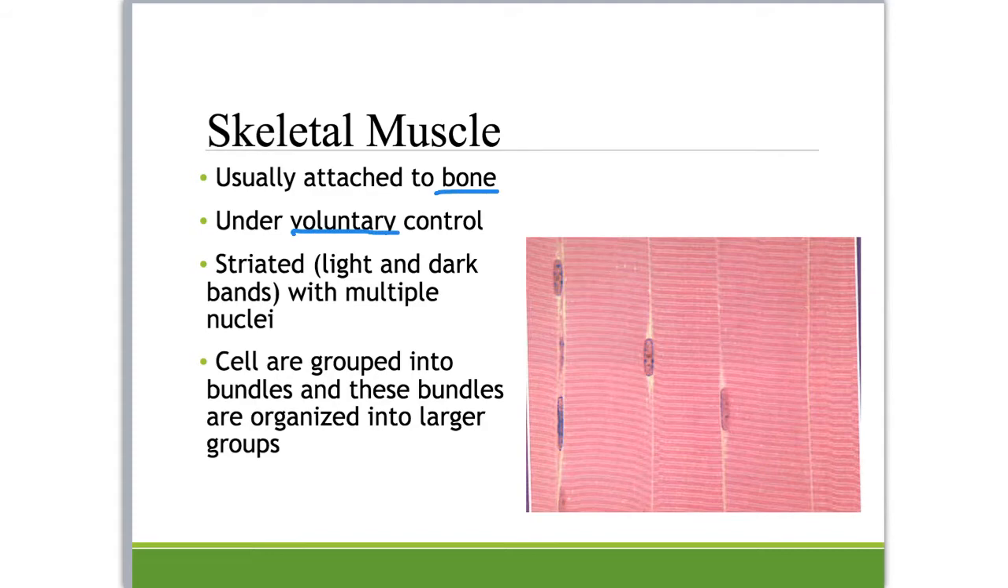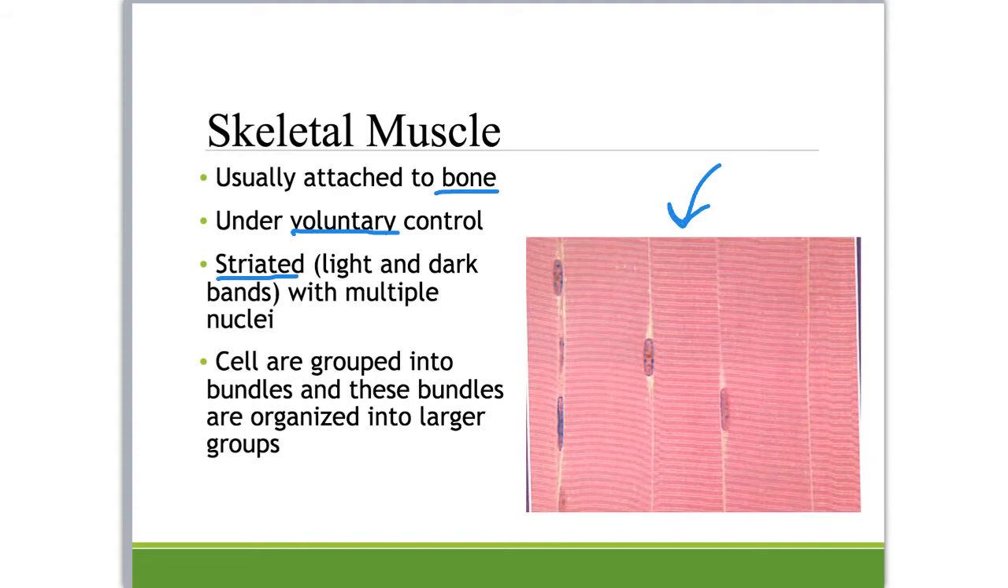Skeletal muscle under the microscope looks striated. It's striped. It has light and dark bands, as you can kind of see from this picture over here, this microscope slide. And those light and dark sections have to do with how the protein fibers inside the muscle are arranged, and that's part of the way that muscle contracts. It's all related to the contraction process.